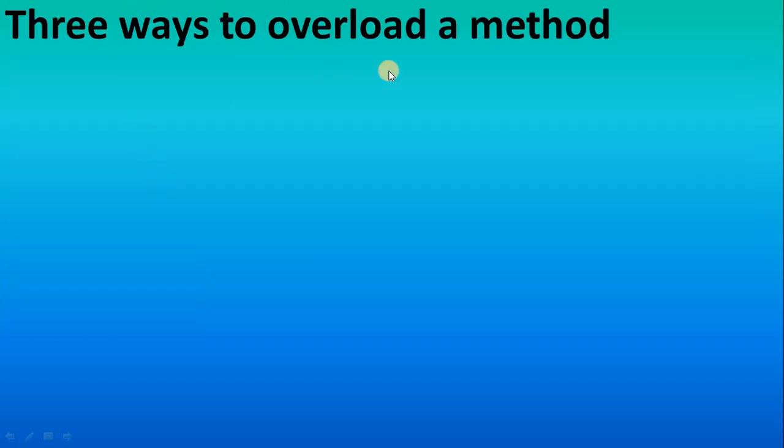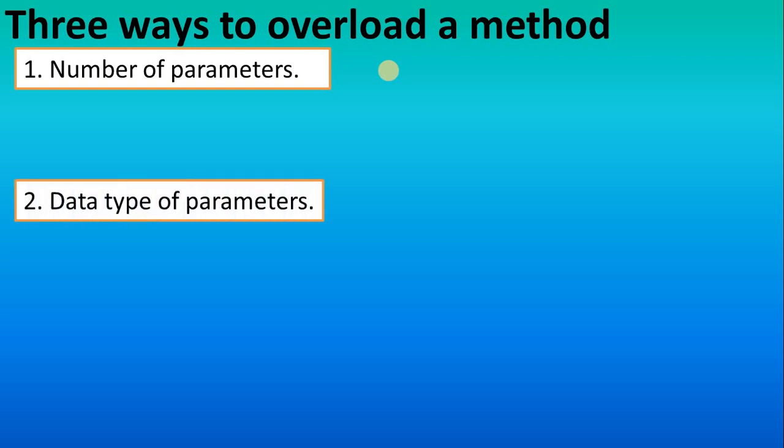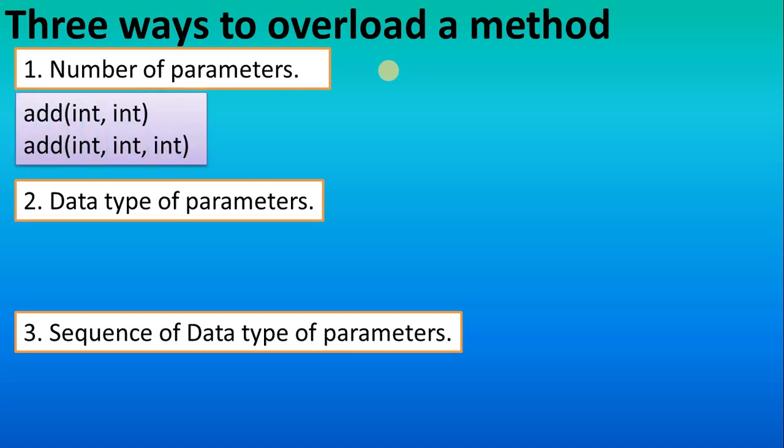Next one is the ways to overload a method. There are three ways, friends, to overload a method. The first is number of parameters, the second is data type of parameters, and the third is sequence of data types of parameters. So the first point is number of parameters. Suppose you have two methods, their name must be the same, but the number of parameters is 2 and 3, so that will become method overloading.